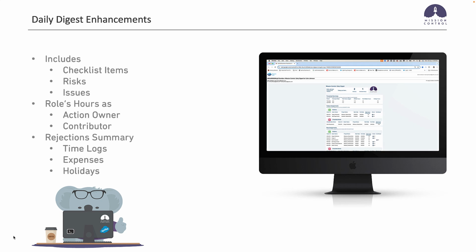So as I mentioned, there's a number of enhancements to the Daily Digest. Previously, it was really focused in on actions. What it now includes is, as well as actions, it also includes information on checklist items, risks, and issues. You get insight into the total hours assigned to a piece of work. You also get insight into how much of that has been assigned to you as either the action owner or contributor, and obviously that rejection summary I just mentioned. So being able to see any rejected time logs, expenses, or holidays you might have.